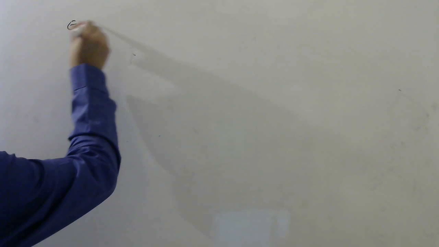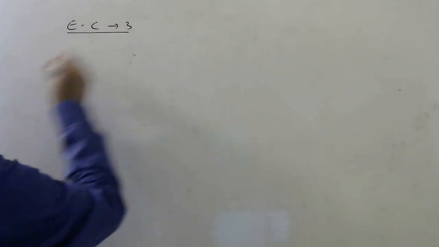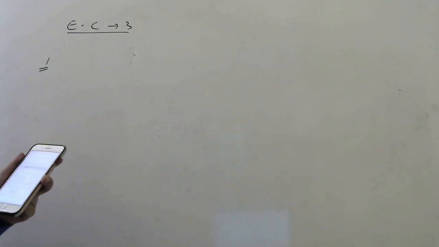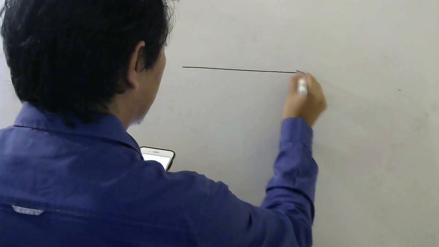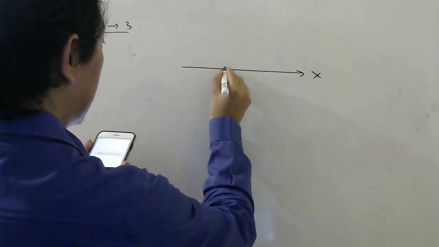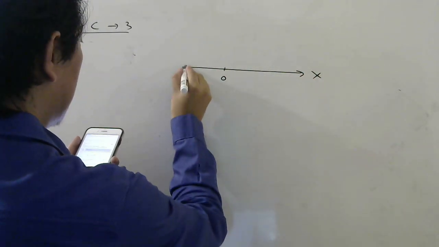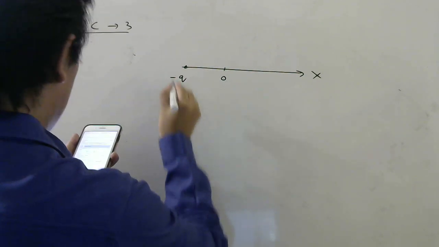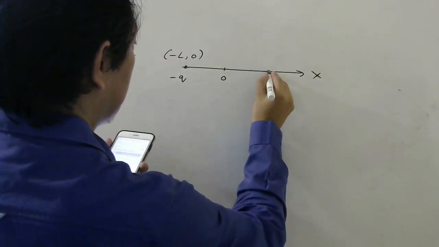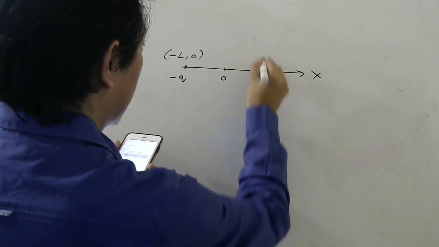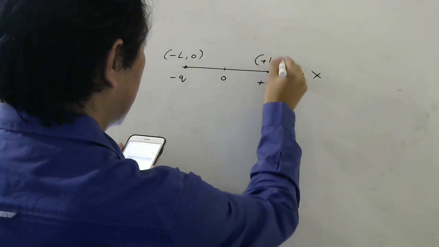So see question number 1, entrance corner 3. What does the question say? A dipole is kept along x-axis. The diagram is like this. This is your x-axis. This is your origin. Here is one charge minus q, coordinate is minus L comma 0. And here there is another charge plus q, coordinate is plus L comma 0.